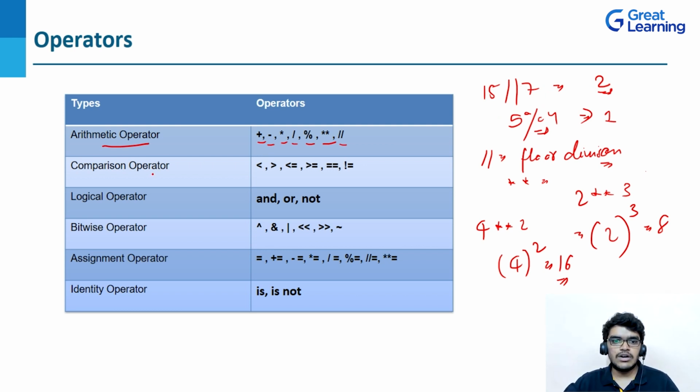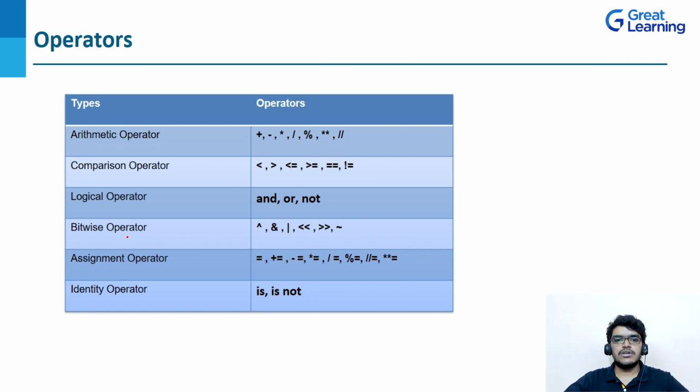Now coming to the comparison operators, we are having less than symbol, greater than symbol, less than or equal to symbol, greater than or equal to symbol, then equal to symbol, and then we are having is not equal. Next, we are having logical operators. In logical operators, we are having and, or, not. Now coming to the bitwise operators, we are having here XOR, and, or, then zero fill left shift, then signed right shift, and then not.